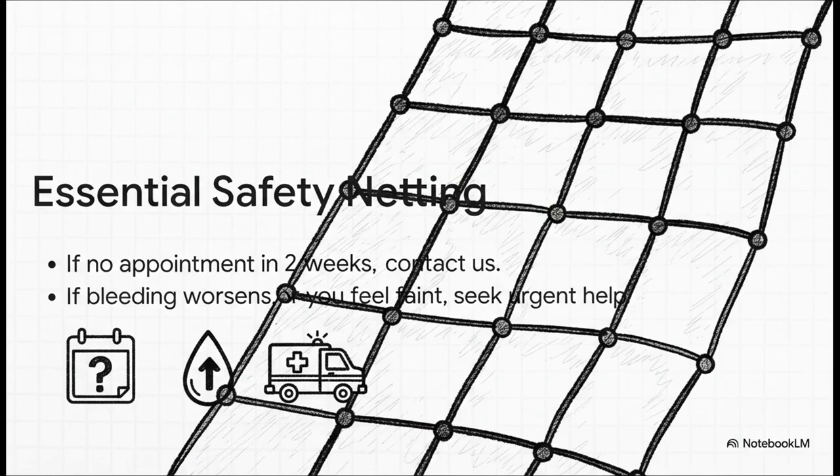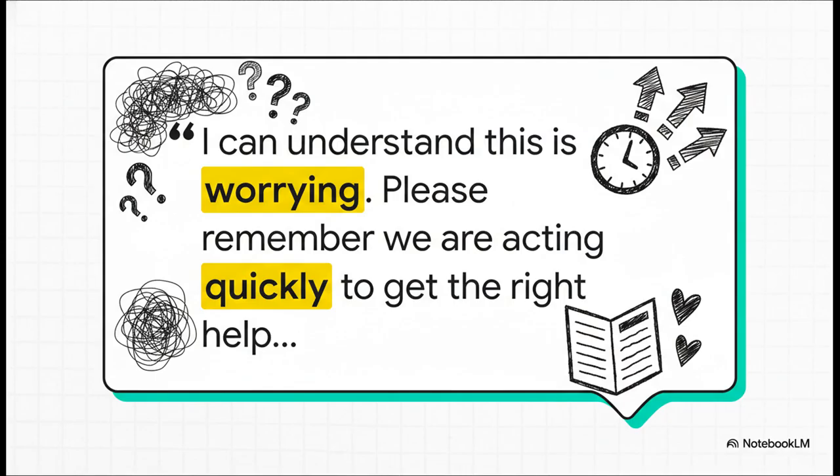Your safety netting needs to be crystal clear. Tell the patient exactly what to do if they don't get their appointment or if their symptoms get worse. These instructions are an absolute must. And to wrap it all up, use an empathetic closing statement like this. You acknowledge their feelings, reassure them that things are moving quickly, and offer practical support like an information leaflet. It's a really solid way to end.